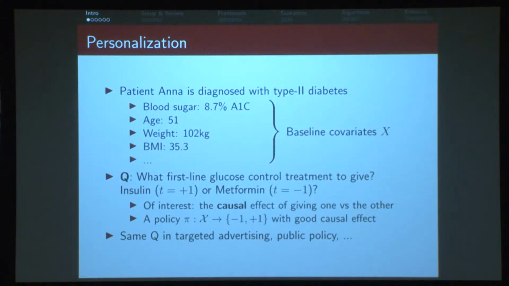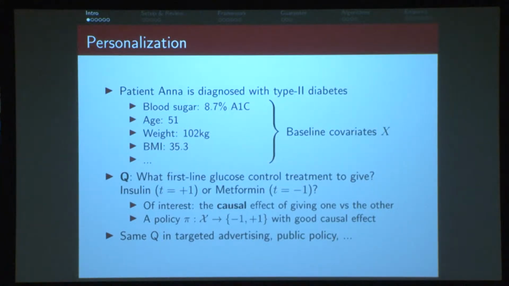More generally, what we want is a policy that would tell us what to do when encountering an individual with a particular set of features. What should be the treatment that we should give them that would be best for them individually? And you can pose the same question in a lot of other application domains, not just precision medicine. If we want this policy, we need to learn it from some data.